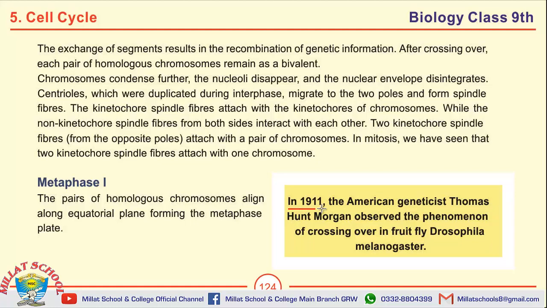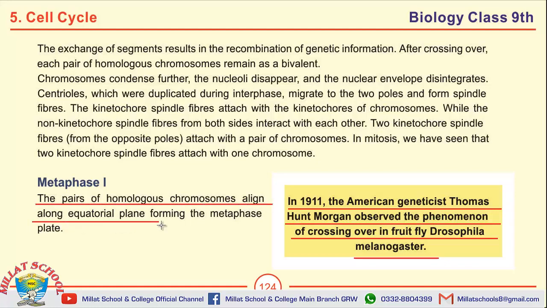The next question is, what is the contribution of Morgan? In 1911, the American geneticist Thomas Hunt Morgan, T.H. Morgan, observed the phenomenon of crossing over in fruit fly Drosophila melanogaster. The next question is about metaphase 1. What is metaphase 1? During this phase, pairs of homologous chromosomes align along the equatorial plane, forming the metaphase plate.